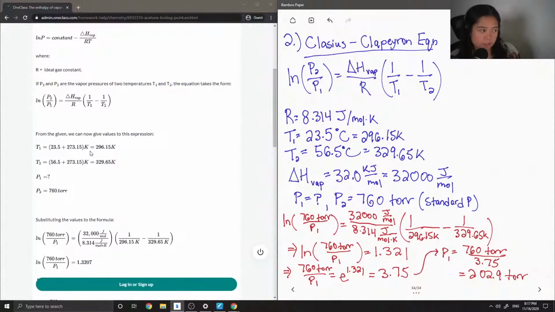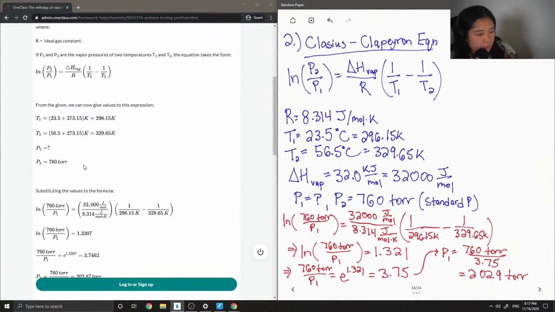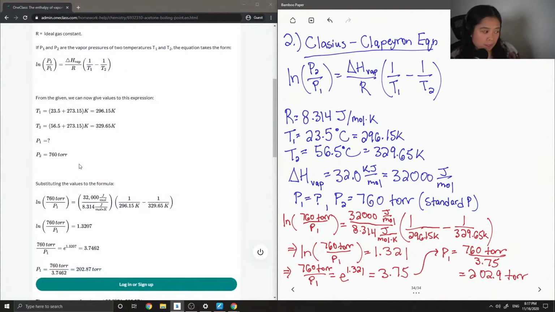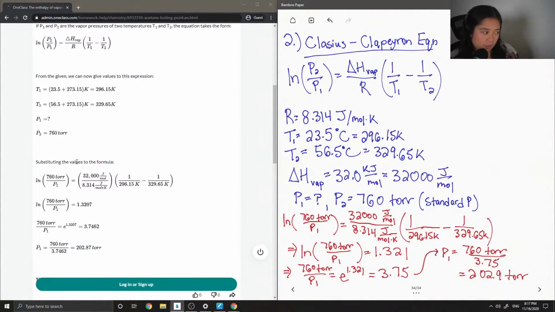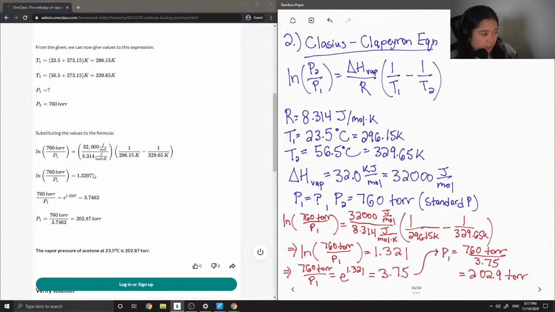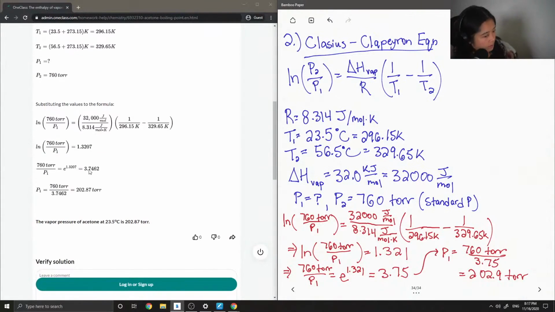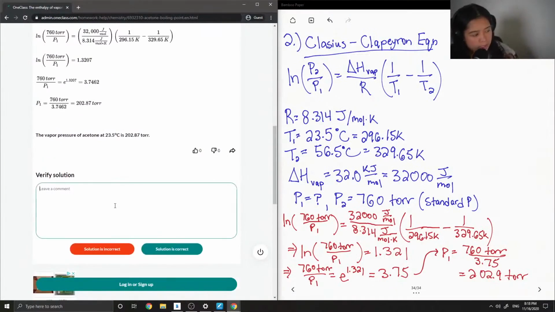Okay, so they also show the conversion to Kelvin for our temperatures. And P2 would be standard pressure, 760 torr. Substituting the values to the formula gives us this. So they did the same approach and ended up getting 202.87 torr. Okay, so the solution is correct.